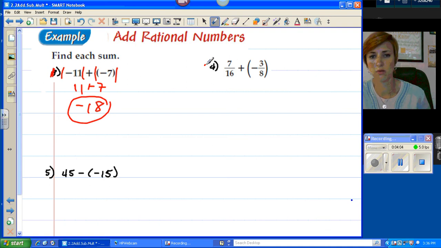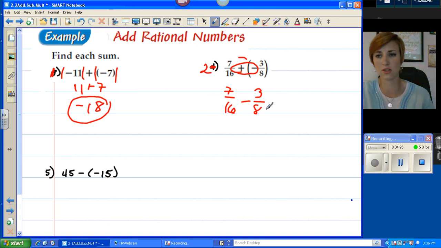Now for our second example, it says 7 over 16 plus a -3 over 8. That should automatically stand out and say plus a negative will give you a minus. So 7 over 16 minus 3 over 8. Now these are fractions, so I have to get a common denominator. So I have 7 over 16 minus my 3 over 8.